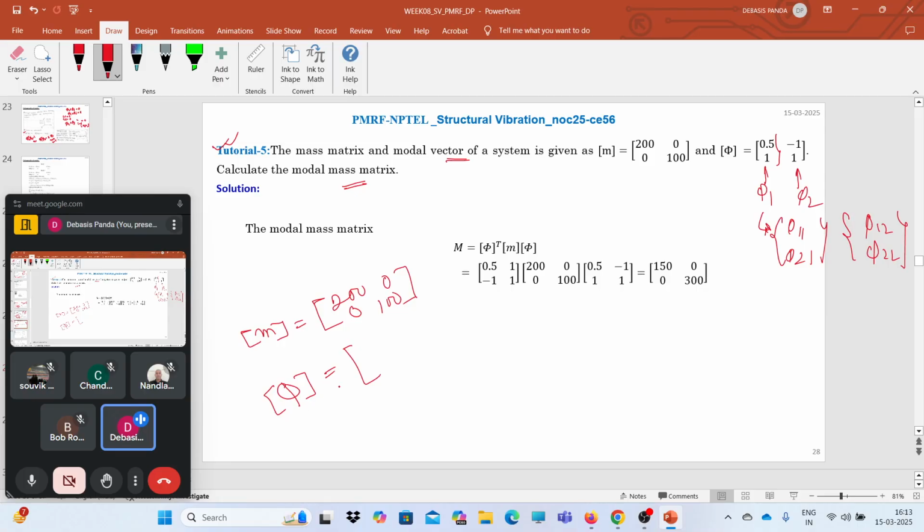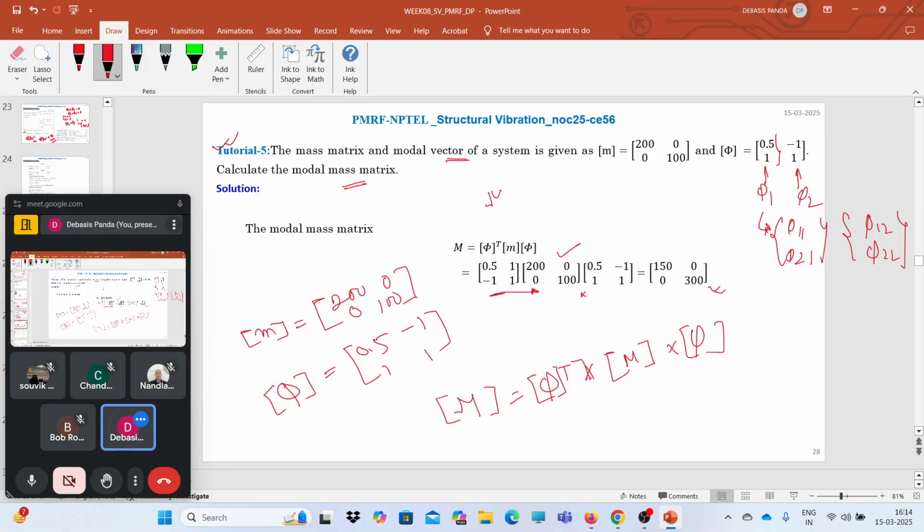That means the mode shape matrix, or the modal matrix, is 0.5, 1, minus 1, 1. So what do you need to do to find the normalized mass matrix or modal mass matrix? You need to do the matrix operation phi transpose m phi. So phi transpose, you need to do the transpose of this matrix: 0.5, minus 1, 1, 1, multiplied by m, 200, 0, 0, 100, multiplied by phi again. First do these two matrix operations and then multiply with this, and you will get the value as this.